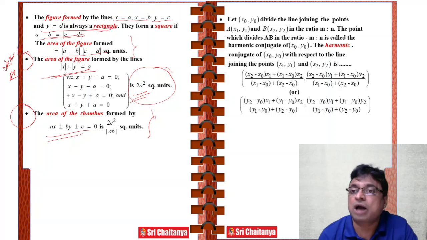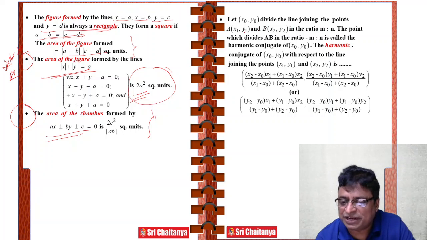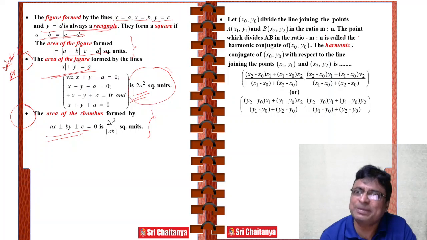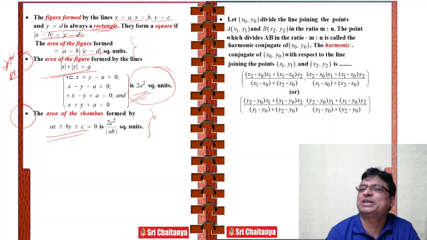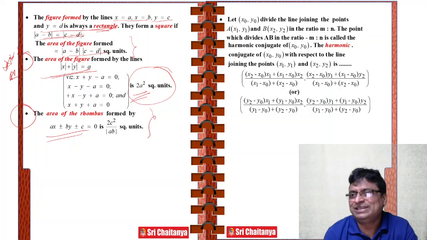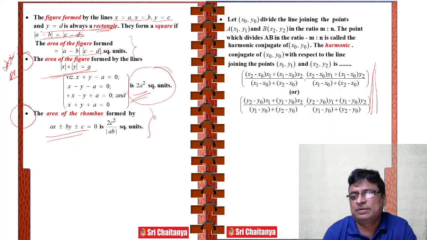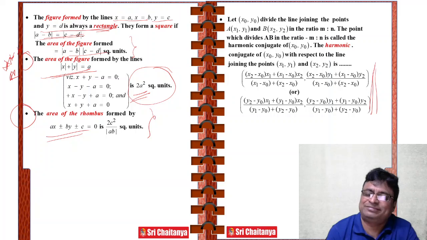Now, harmonic conjugate. See, my friends, x0, y0 divide the line joining the points A(x1, y1) and B(x2, y2) in the ratio m is to n. Then the point which divides AB in the ratio minus m is to n is called what? Harmonic conjugate of x0, y0. This is the definition of harmonic conjugate. So this is the formula to find harmonic conjugate when 2 points are given for you, provided the points are non-collinear.